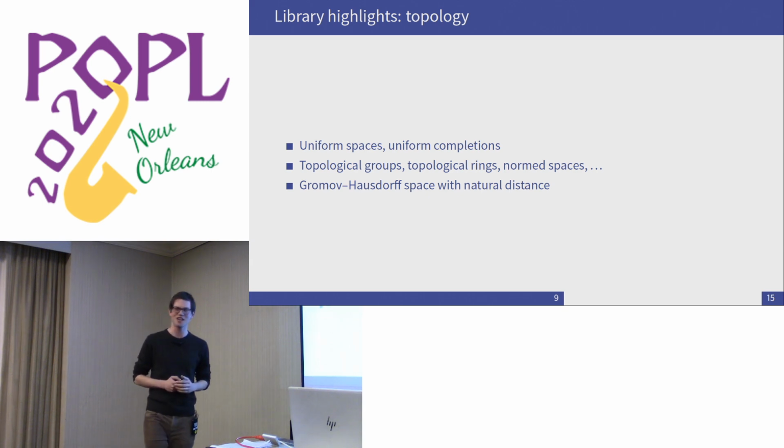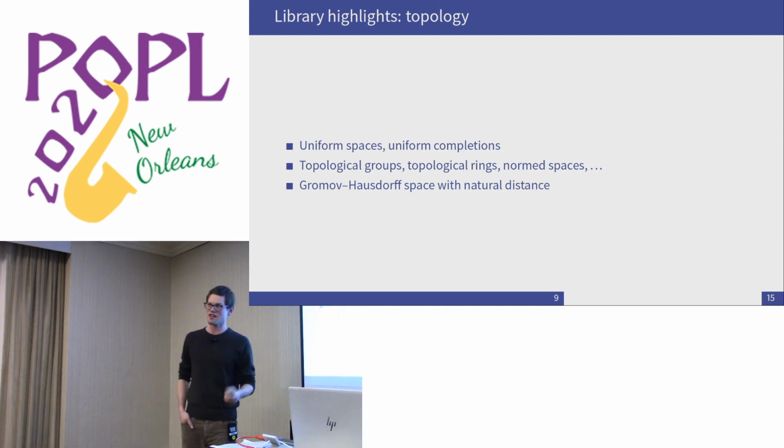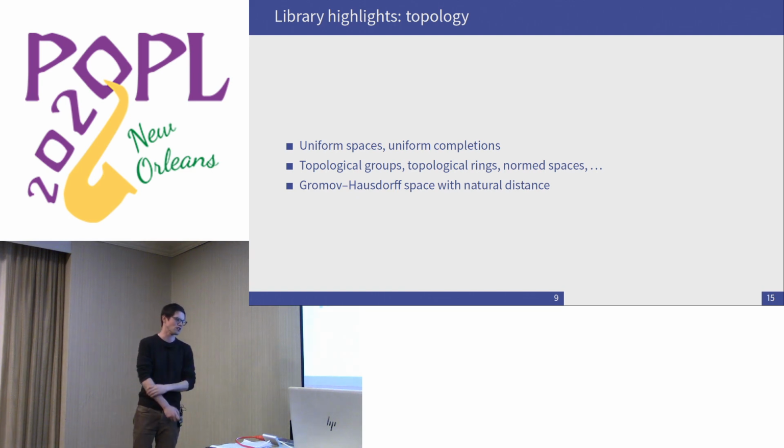In the topology section of the library, again, I wanted to mention this because it is a fairly large part of the library. We define some fairly complicated topological structures. We have uniform spaces. We have a notion of the completion of a uniform space. We have topological algebraic structures, so topological groups, rings, normed spaces. This is, as we saw in the type class diagram, in some way a second structure hierarchy that interacts with the traditional algebraic hierarchy in many ways.